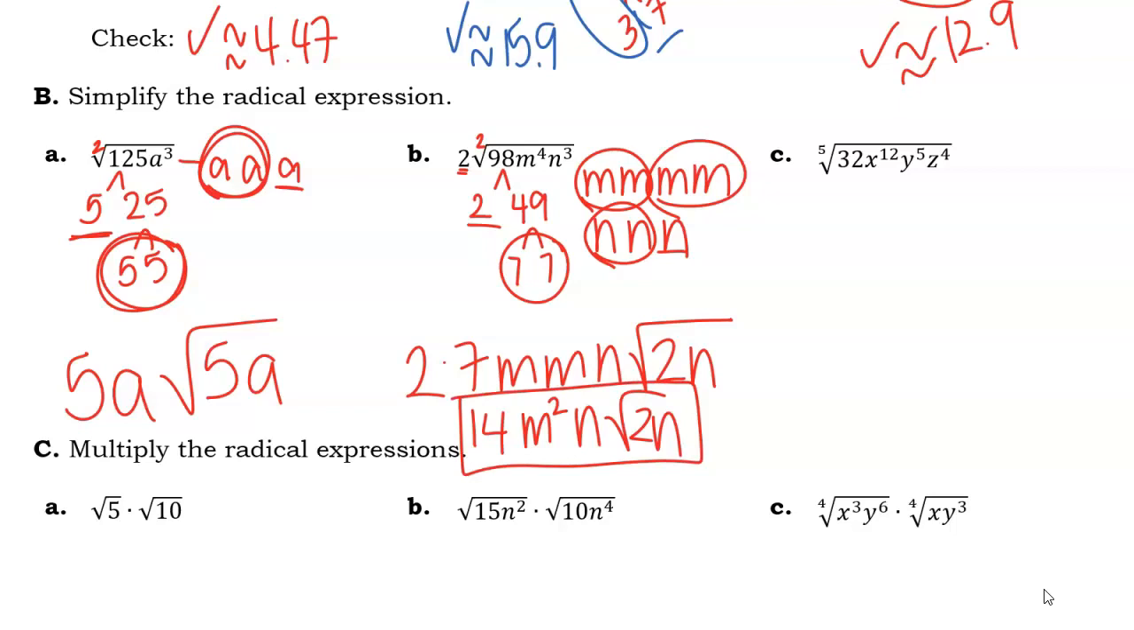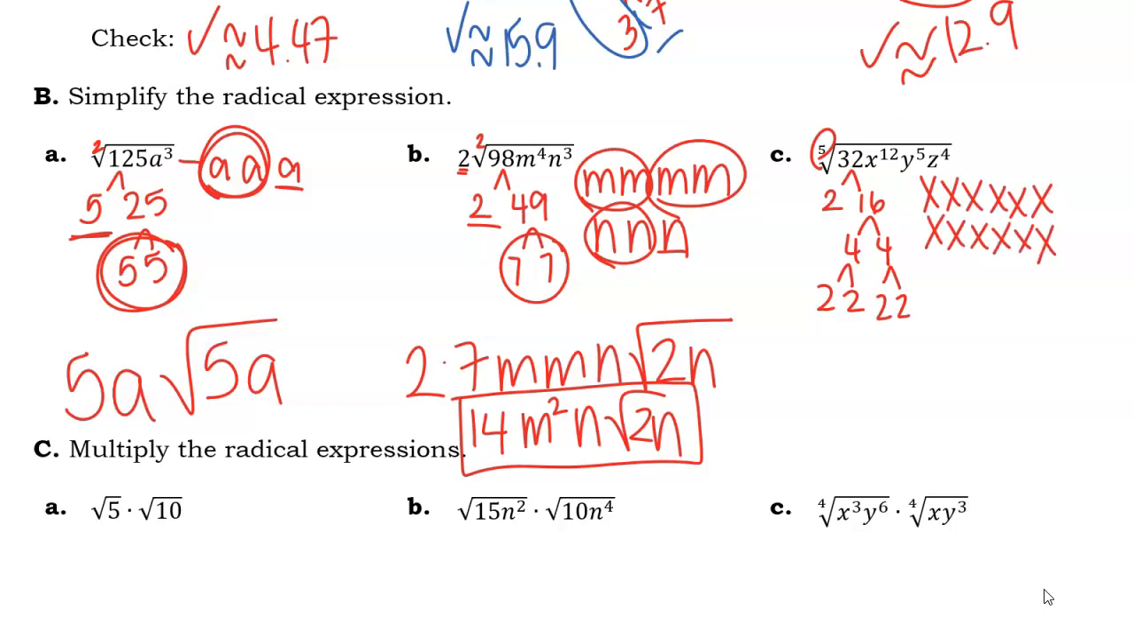Last one, we are looking for groups of 5. Okay, so 32 is 2 times 16. 16 is 4 times 4. 4 is 2 times 2. 4 is 2 times 2. x^12. Do I need to write them all out? Sure, why not? 1, 2, 3, 4, 5, 6, 7, 8, 9, 10, 11, 12. y^5: 1, 2, 3, 4, 5. Maybe make them curvy so they look more y-like. And z^4: 1, 2, 3, 4.